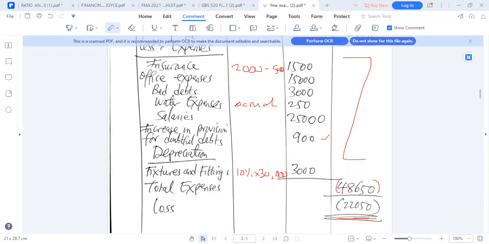Any questions at this point? Are we moving together? Yes, we are. Right. So which book do we go next to from here? The balance sheet. All right, the balance sheet.